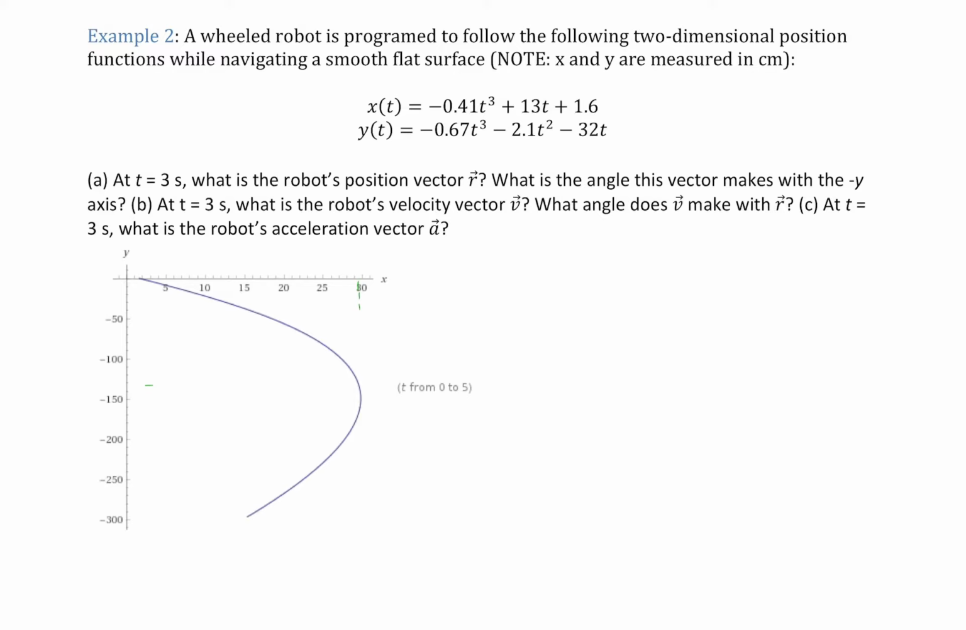All right, this is a 2D problem. A wheeled robot is programmed to follow the following two-dimensional position functions while navigating a smooth flat surface. Note that x and y are measured in centimeters. At t equals 3 seconds, what is the robot's position vector r? What is the angle this vector makes with the negative y-axis? So that would be this direction. Okay, so let's do it.